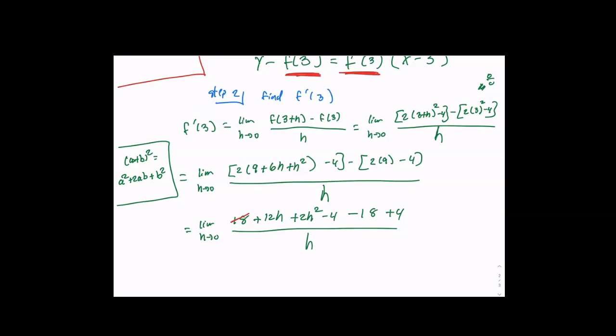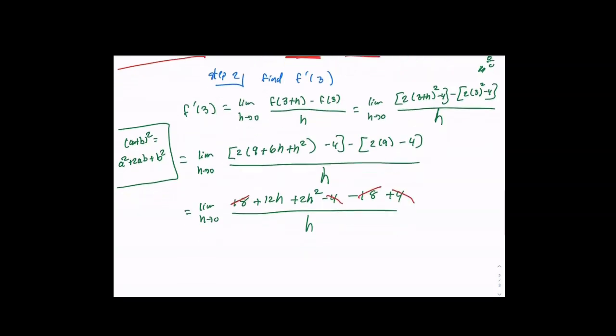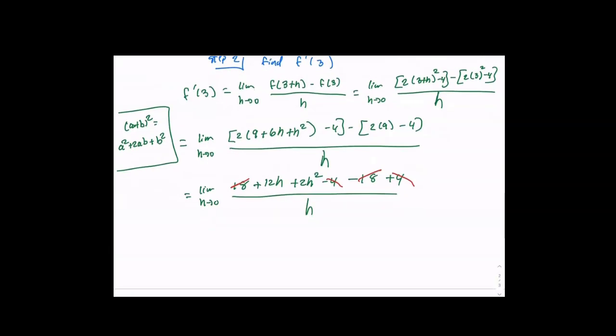The 18s cancel each other out. The 4s cancel each other out. And as I said in yesterday's work, you should only end up with terms with h if you've done this correctly, because in your next step, you need to factor out an h. So I get h times 12 plus 2h.